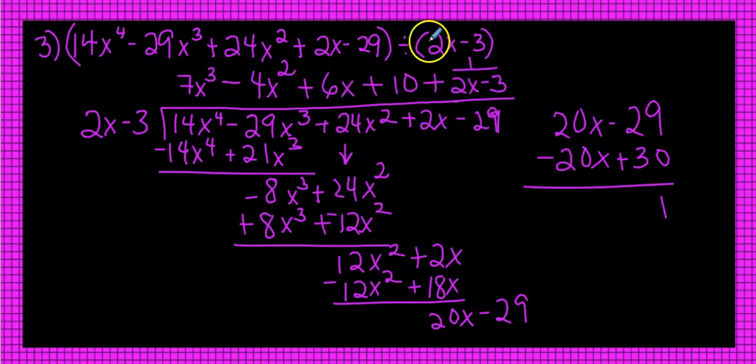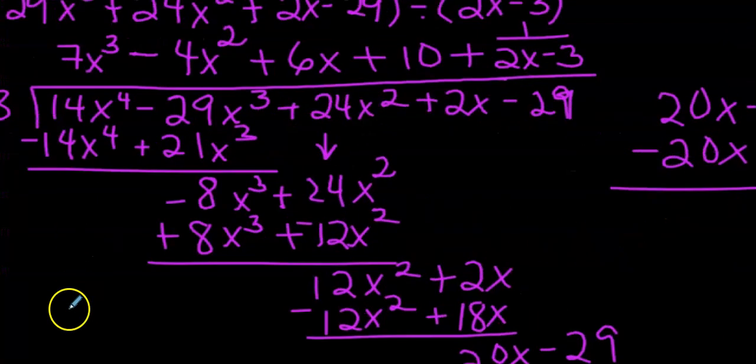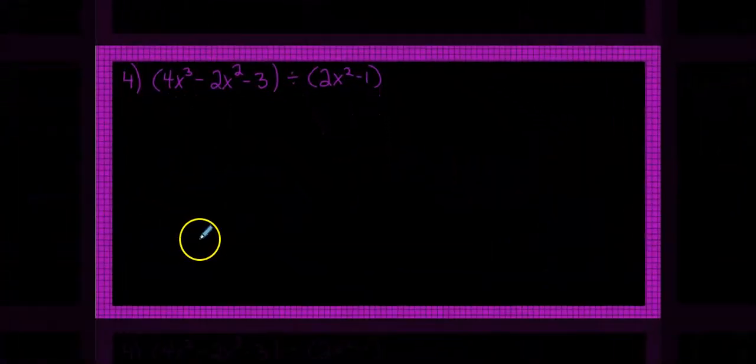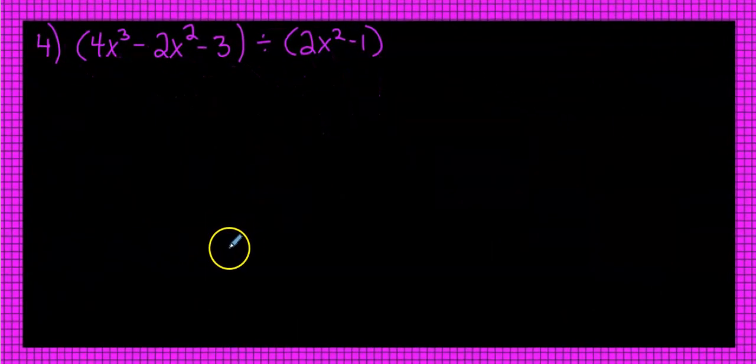And what this tells me again is that 2x minus 3 is not a factor of this polynomial here because I had a remainder. If I had a 0 remainder, then I would say yes, that is a factor of this polynomial. Okay, so let's look at the next one before we actually set it up. This one we're going to use long division again.